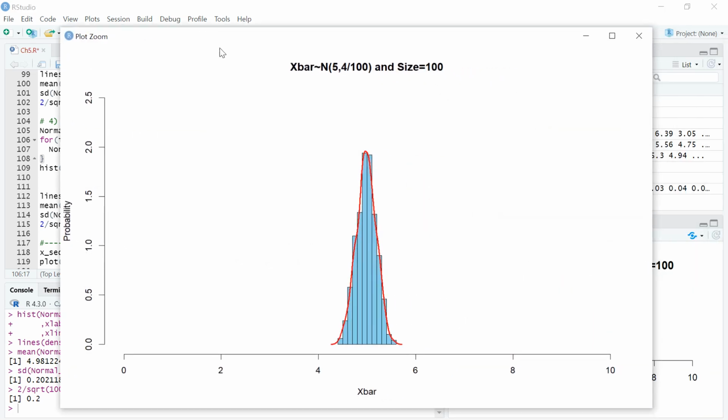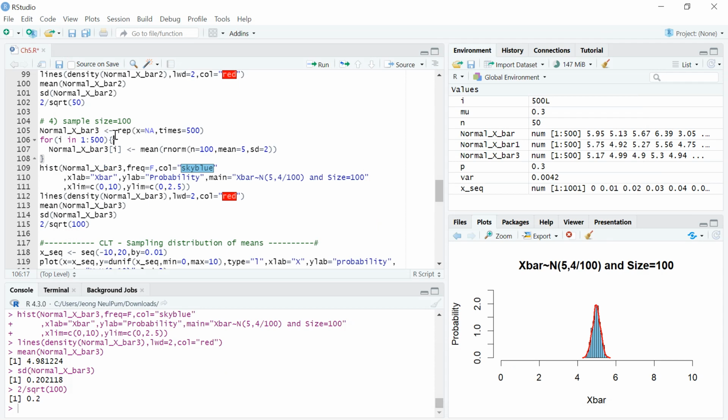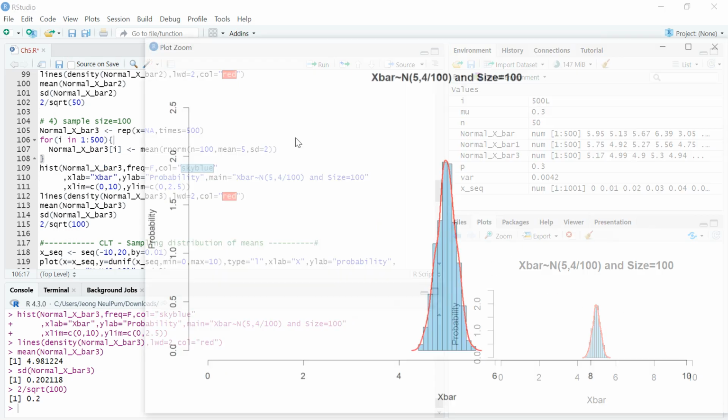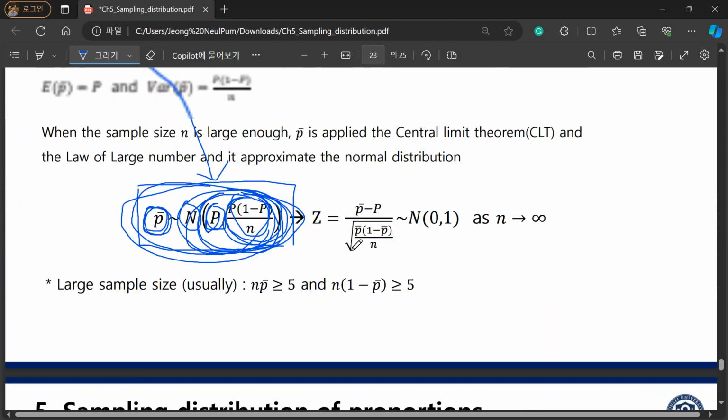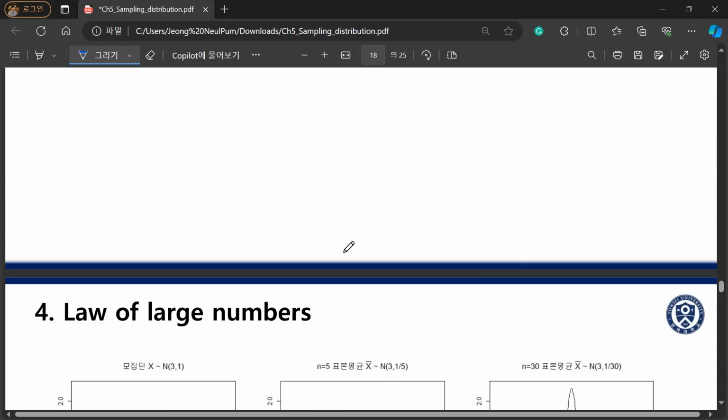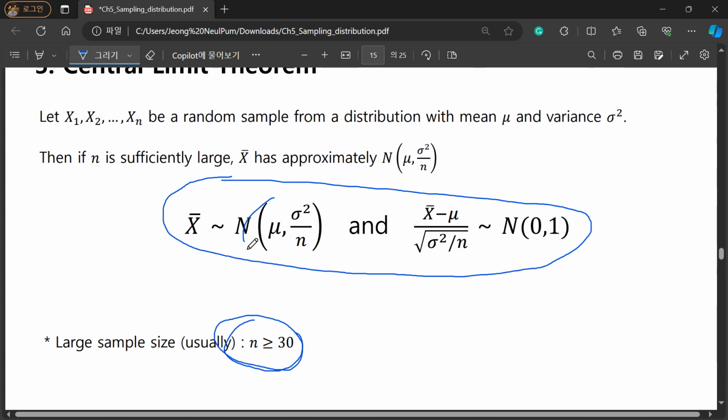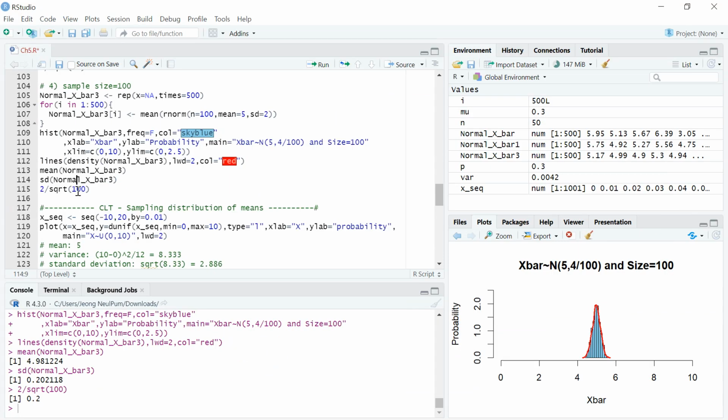Actually, this is the distribution of the sample mean, which is x bar. So you can see that this is kind of a normal distribution. And you can also check if the mean and standard deviation of our sample mean follow the same formula, which is this one: mu, and sigma squared divided by n. So I prepared this code so that you can compare each result to check the theoretical values here.